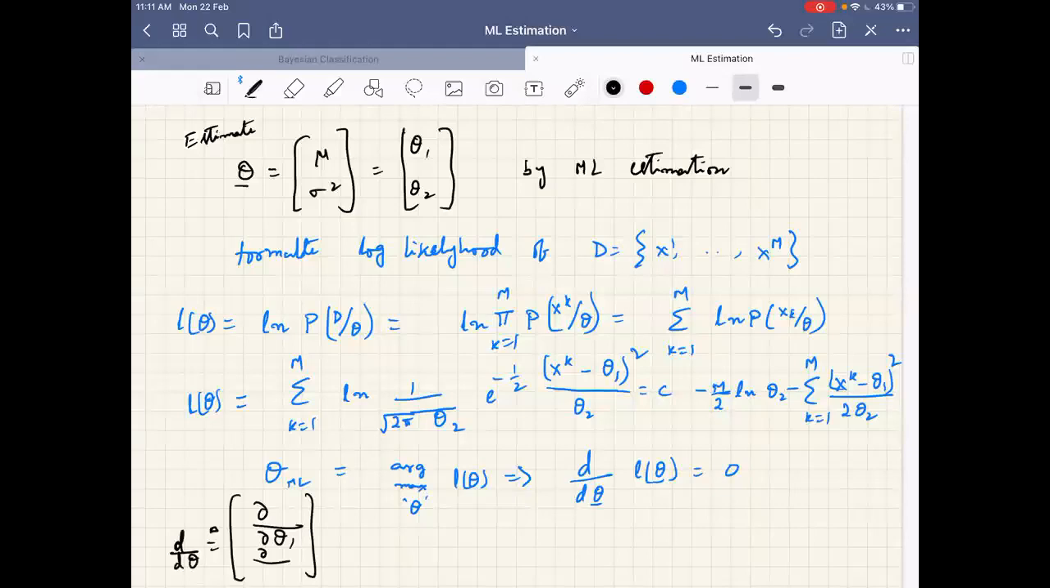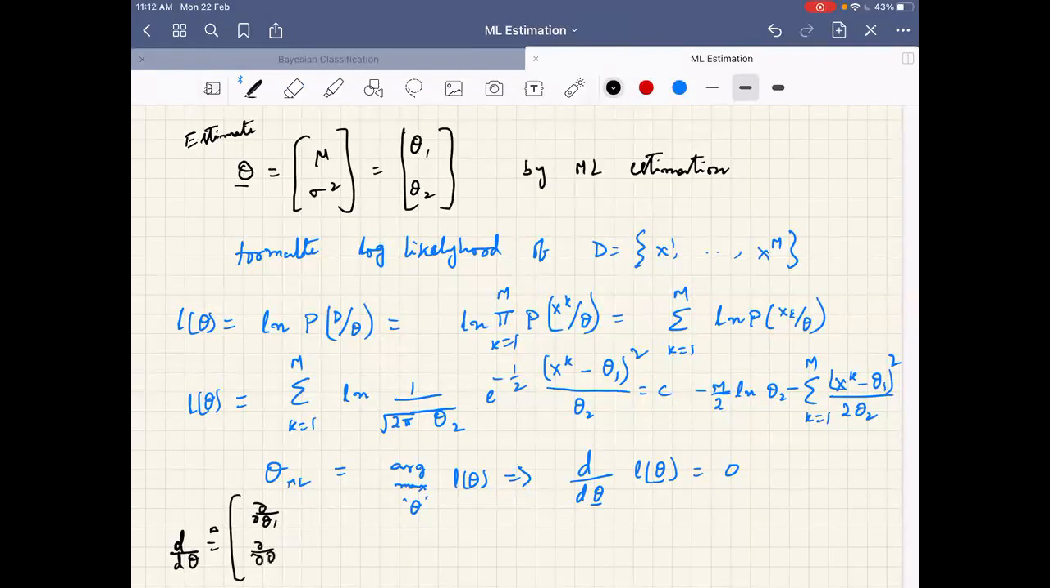Dou by dou theta 2. So it has two components. That's what we will find now. Why do you think I have two components? If I equate this to 0, will I be able to find mu and sigma square or not?